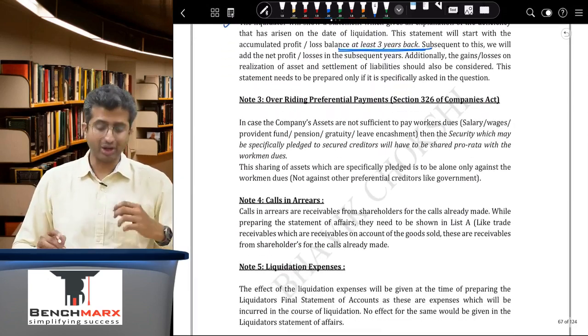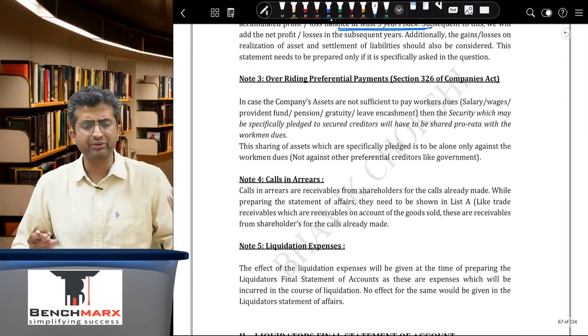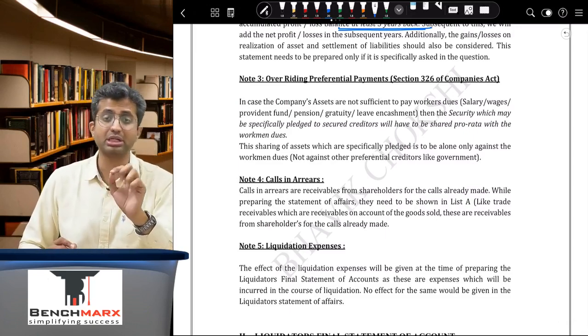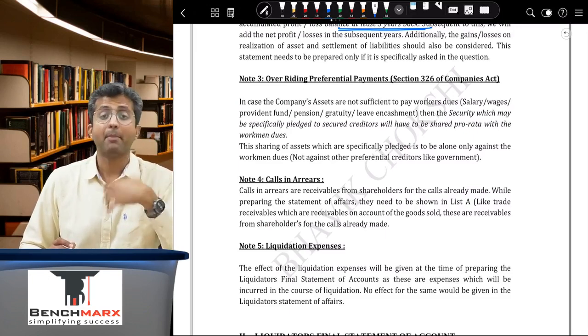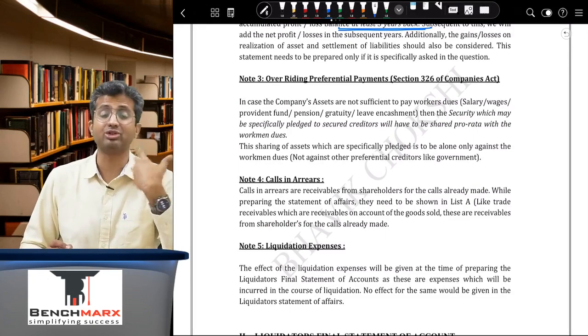Now, what is overriding preferential payments? Before that, a couple of interesting points. Sometimes there are calls in arrears. In your balance sheet, you show the calls in arrears as a reduction of paid up share capital. But at the end of the day, what are calls in arrears? Calls in arrears have a debit balance and they are actually receivable.